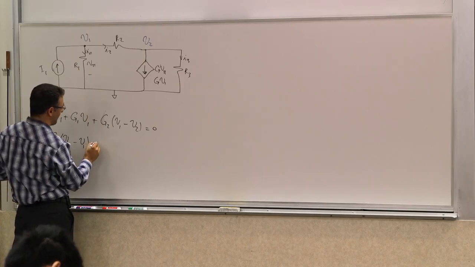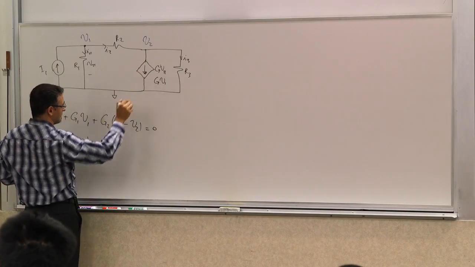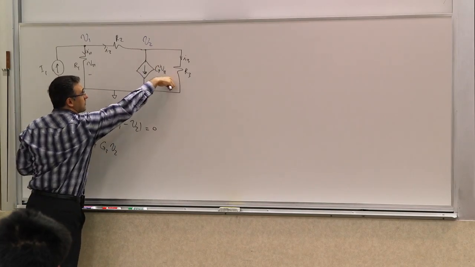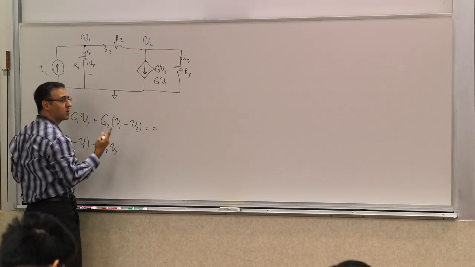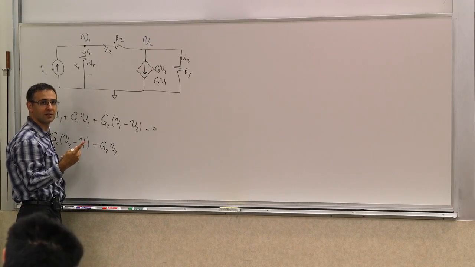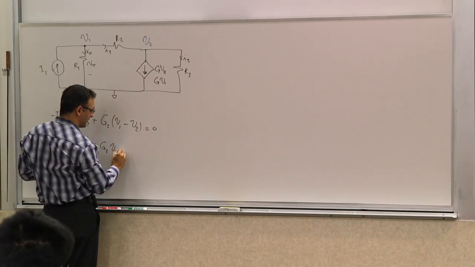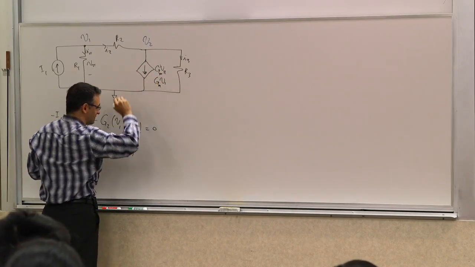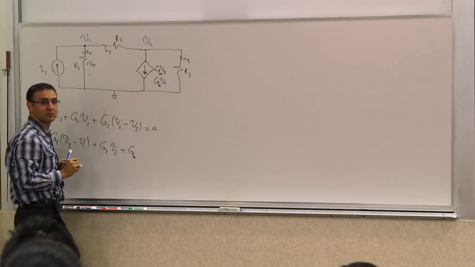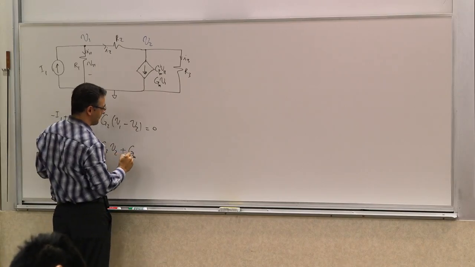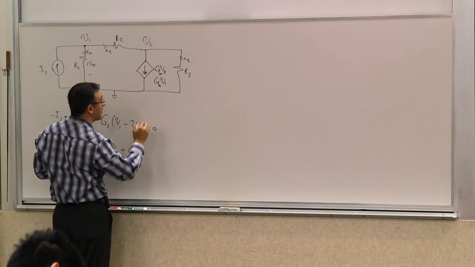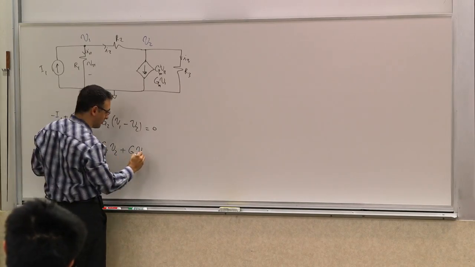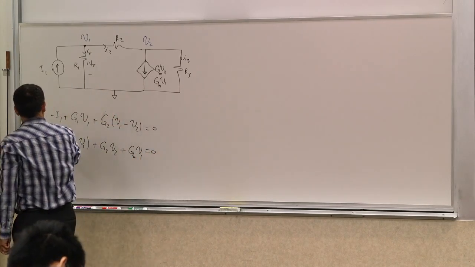Okay, what else do you have? You have G3 V2, which is the current through here, that resistor. You have one more current, which is what? This dependent current source, right? Which is what? Let's call it G sub M. GM V1, right? That's the current. And it's written in terms of V1 or V2. So these are the two equations.